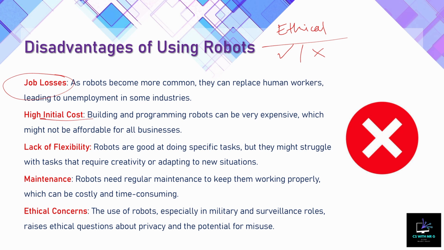Lack of flexibility. So robots are very good at doing a specific task, but if something changes or the environment that they work in changes, this is where they might struggle, as a human can use their initiative and common sense in order to adapt to that new situation that they find themselves in.